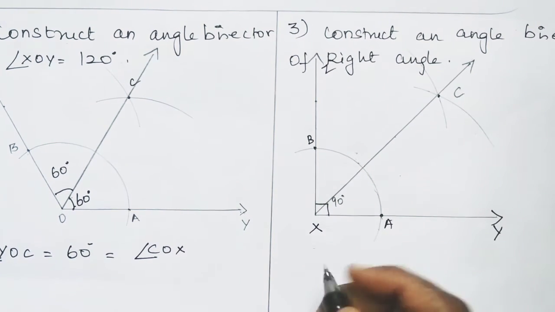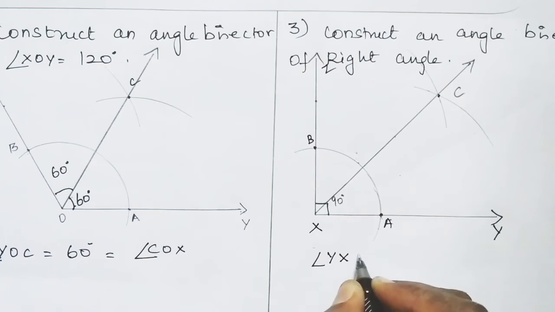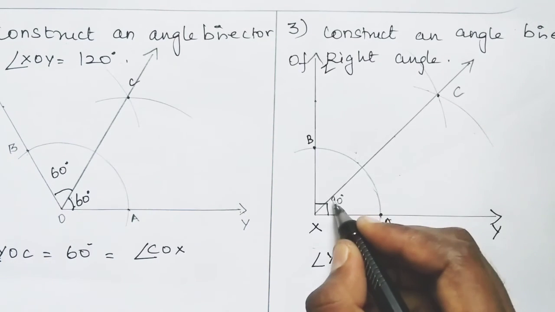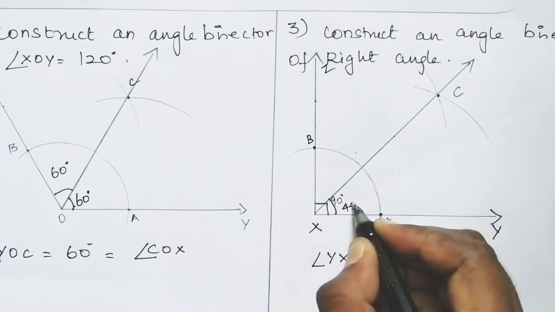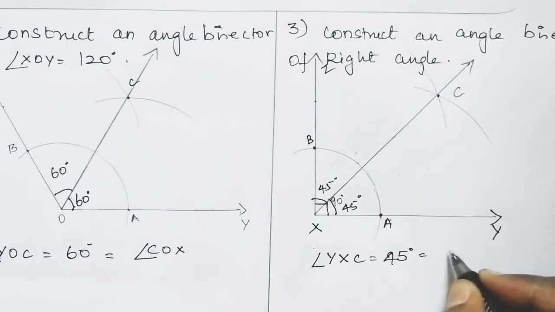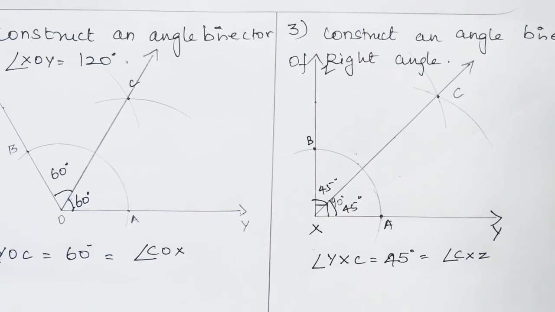So now I can write angle YXC is equal to 45 degree because half of 90 is 45 degree and this is 45 degree, which is equal to angle CXZ. Is it clear, children? Angle bisector and perpendicular bisector.